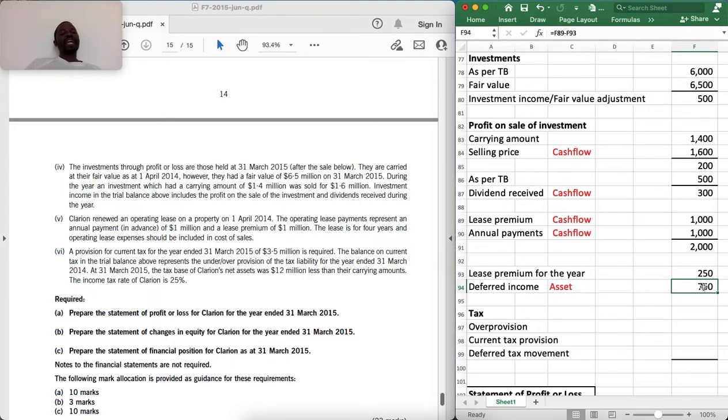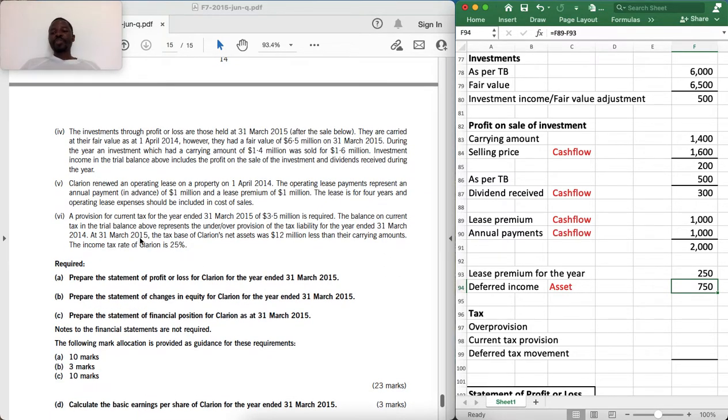So next year we are going to recognize another 250 that will be current, and the remaining 500 out of the 750 will be non-current. Now let's move on to note number 6. A provision for tax for the year ended 31 March 2015 is 3.5. So the current provision is 3,500, like that.